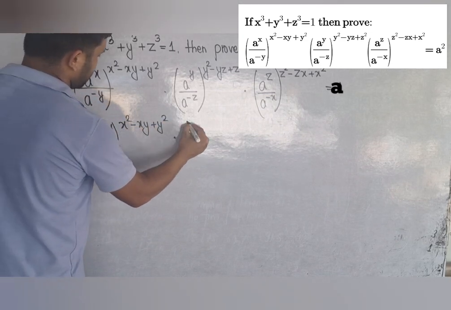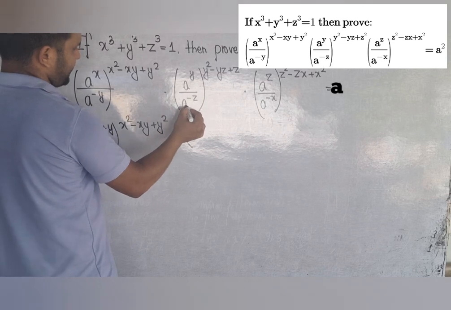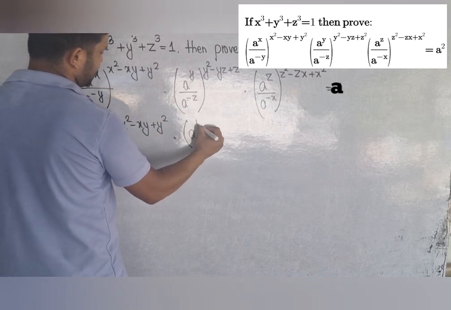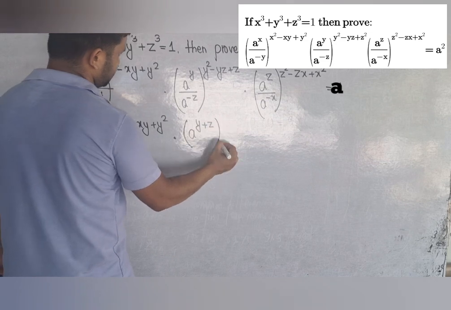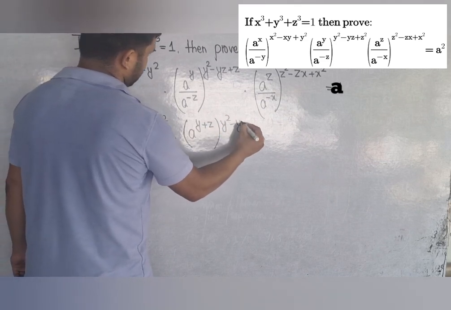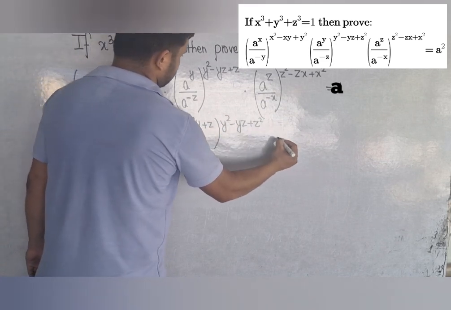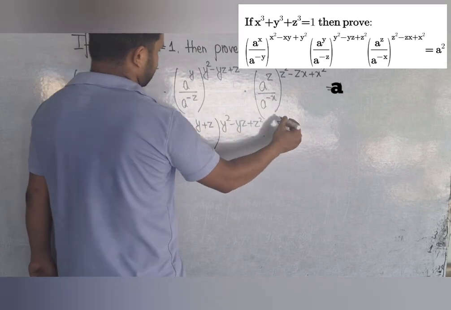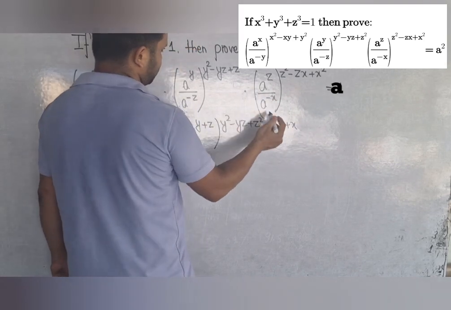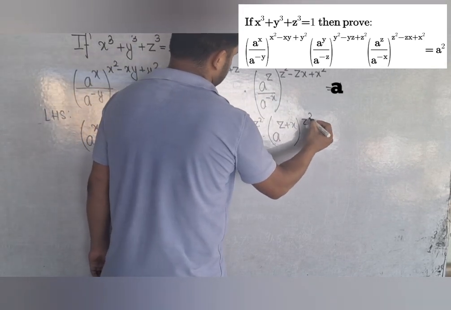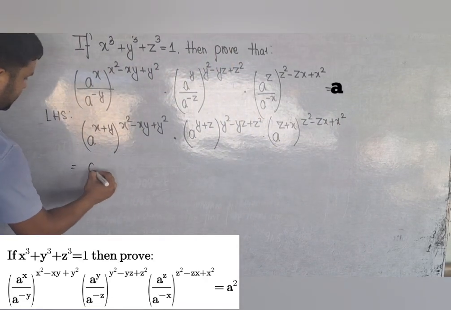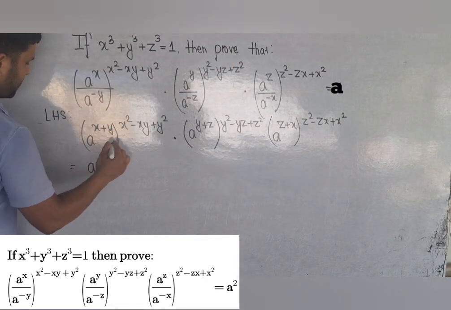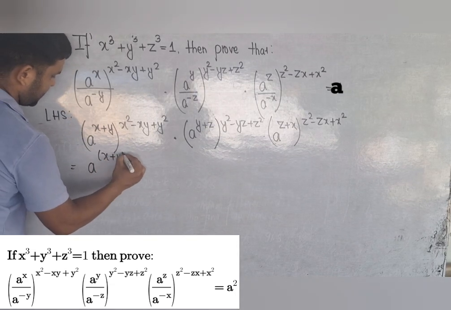In the same way, a power y all divided by a power z can be written as a power y plus z, because the minus will change its sign and becomes plus here. Similarly, a power z divided by a power x can be written as a power z plus x because it is being divided. So we can write it this way. Now after this, we can multiply the power inside with the power outside. We can write it this way.